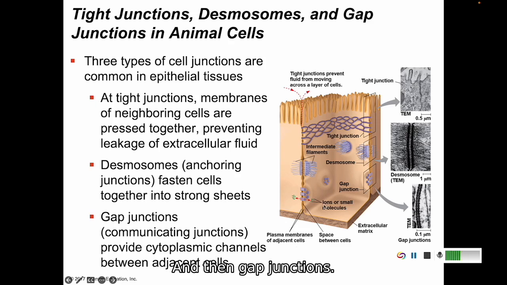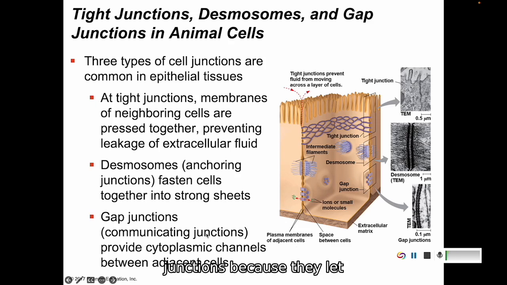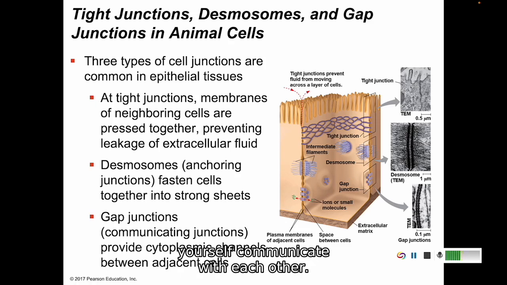And then gap junctions. Gap junctions are sometimes called communicating junctions because they let your cells communicate with each other. They're channels that let things actually move from one cell to another.